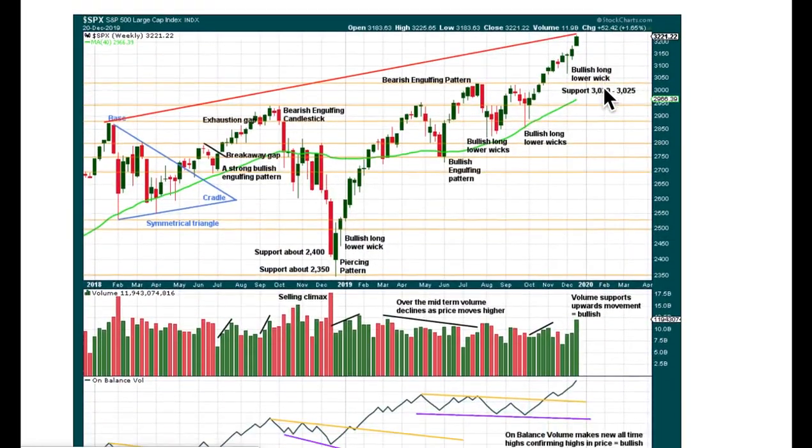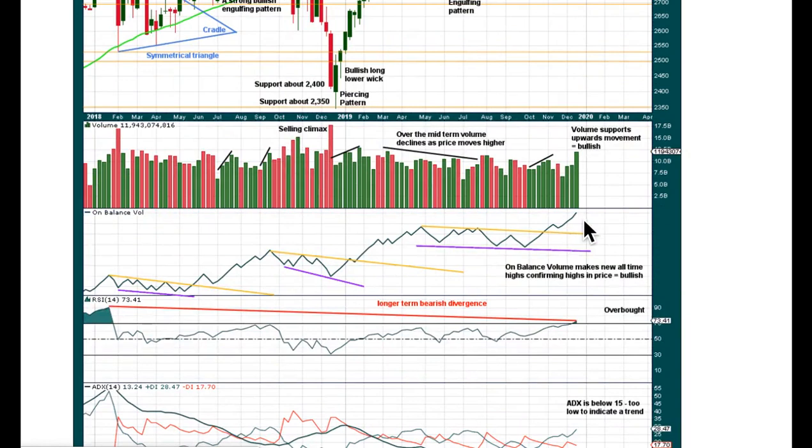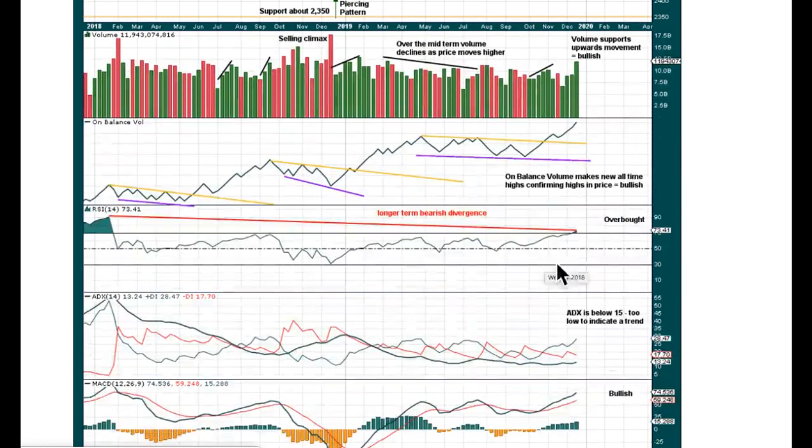At the weekly chart level, this week, price closes really close to the highs for the week. I'll expect more upward movement next week, and it does so with support from volume, although there is an options expiry date within there. Overall, we can say though that volume for the short term is supporting upward movement in price. Support below very strong at 3020 to 3025. On balance volume at the weekly chart level confirms highs in price.